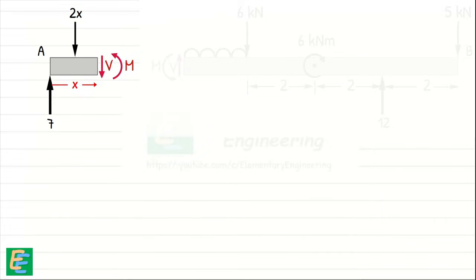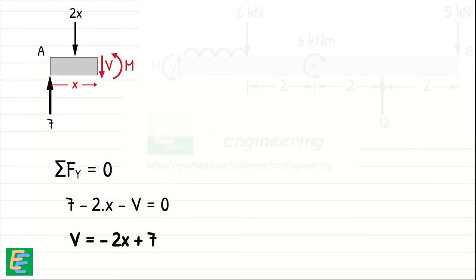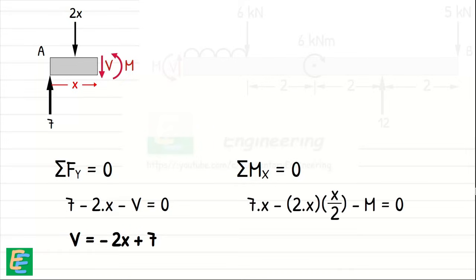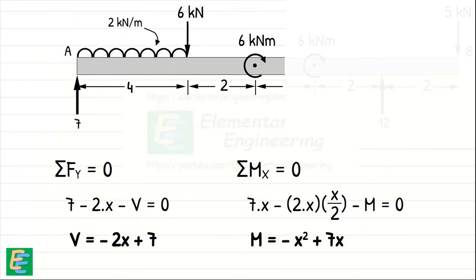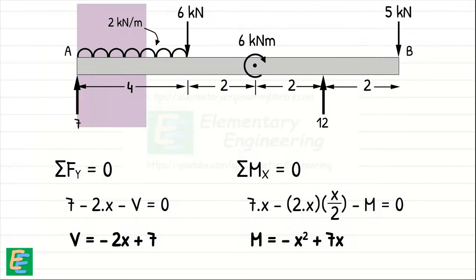Now we apply our equilibrium conditions. Vertical equilibrium gives us this equation, and solving this we get this. Then with moment equations, taking moment about the cut point, we get this, which solves to this. These equations are valid for x equal to 0 to x equal to 4.